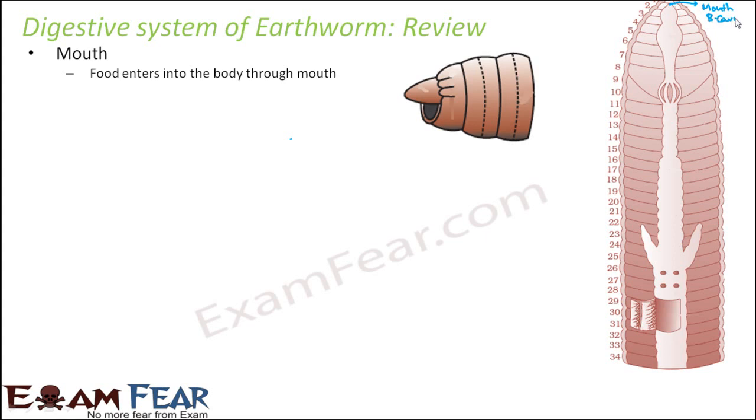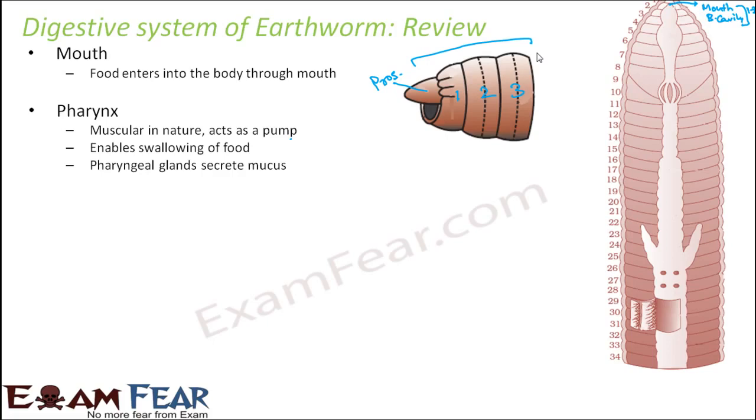So mouth and buccal cavity, they cover from 1 to 3 segments. So 1, 2 and 3. First 3 segments is covered by mouth and buccal cavity. These 3. This is your mouth. This is prostomium, that is the covering of the mouth. This is the first segment. This is the second segment. This is the third segment.